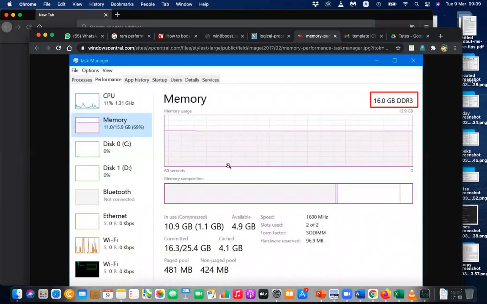So when you go to this, you can see 16 GB RAM, roughly 15.9 of 16 GB, and available is 4.9, utilized 10.9. And this is SODIMM, small outline dual inline memory module, and the speed of the RAM is 1600 megahertz. This is called the speed of the RAM. DDR3, right? Yes, this one is DDR3. Then you can see the paged pool and non-paged pool.